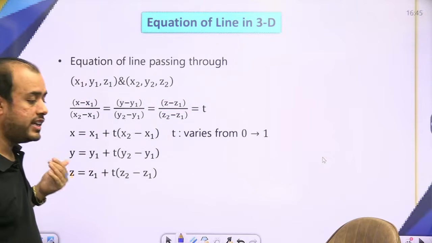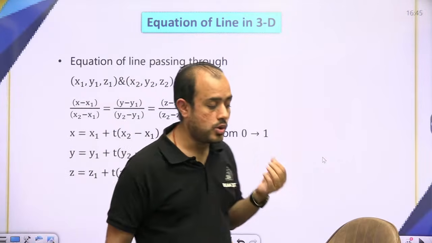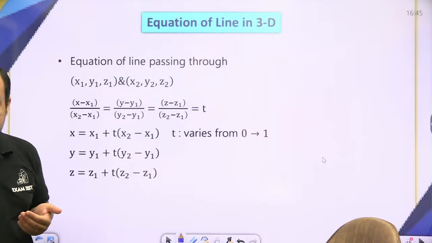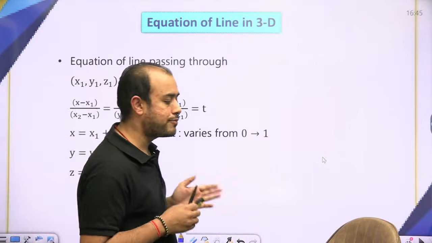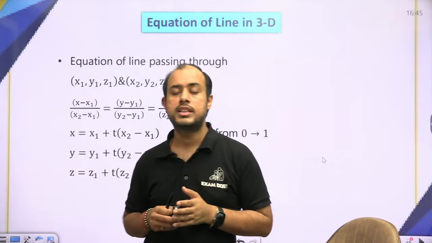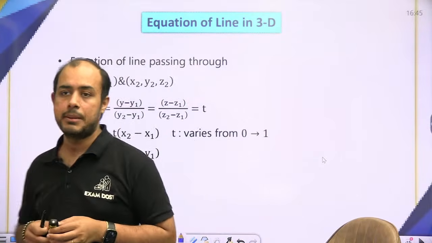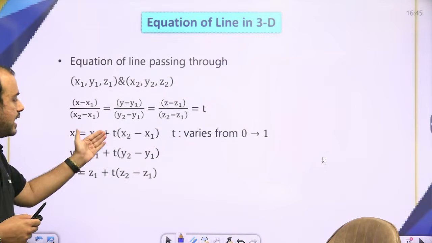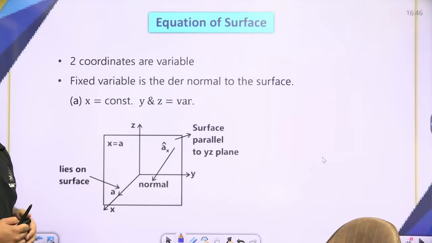Now t will vary from 0 to 1 if you are just going from x1, y1, z1 to x2, y2, z2. अगर आपकी लाइन सिर्फ पॉइंट 1 से लेकर पॉइंट 2 तक बनाई गई है, तो t आपका 0 से 1 तक ही जाएगा. तो x, y, z are linearly dependent on t.